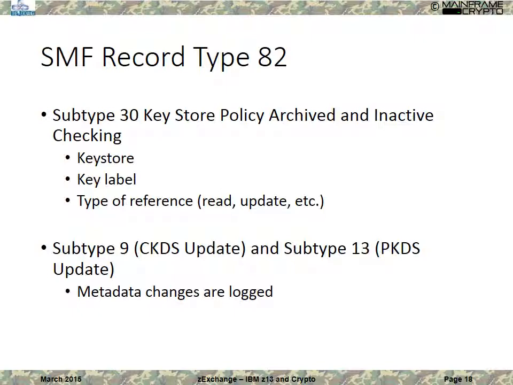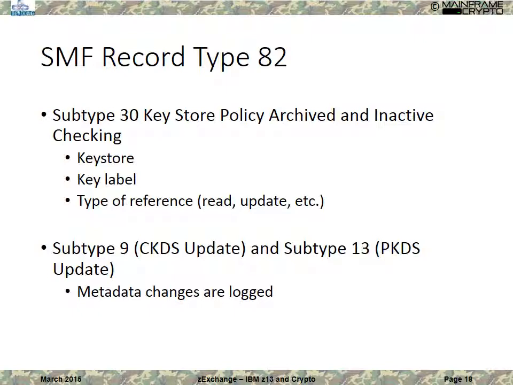Talked a little bit about the record type 82 before. There are some new subtypes available with the type 82. The subtype 30 gives you information about archiving if you've got the key store policy archive turned on. So you can check on whether somebody is using an archive key or not. Subtype 9 has been updated so that if you make a change to metadata in the key store, those changes will also be logged in a type 82 record as well.